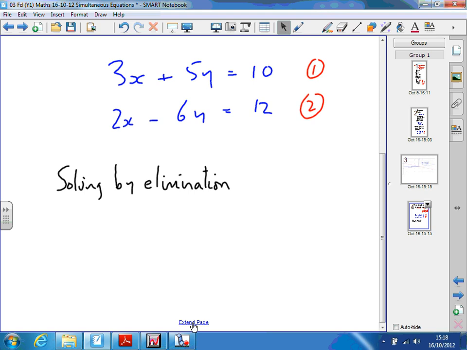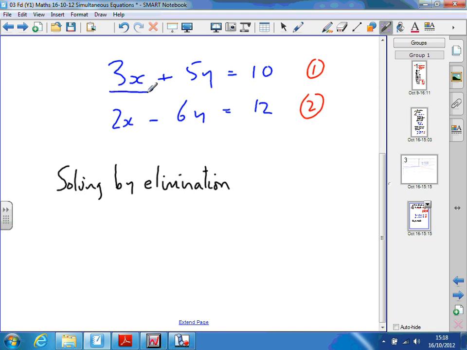Let's look at these two equations. The idea is to make either the x's or the y's the same so they can be eliminated by adding or subtracting the equations. That's the method. Let's look at these numbers. I've got 3x in here and 2x in here. We look for a number that they both go into, a common multiple, which is 6. 3 goes into 6 and so does 2. So I could multiply equation number 1 by 2.